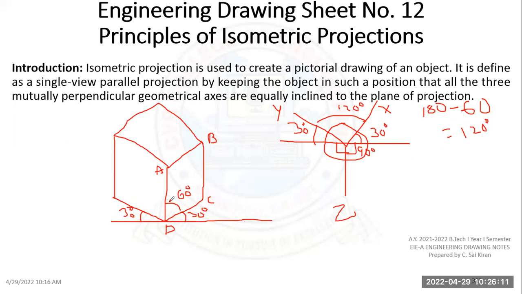So this will be 60 and this will be 60, because I'm dividing 120 into equal halves. If I again draw a line here, this will be an angle of 30 with respect to the horizontal line. The internal angle will be 120, and this will be 30. Okay, so A, B, C, D. Again, I need to draw the hidden lines.